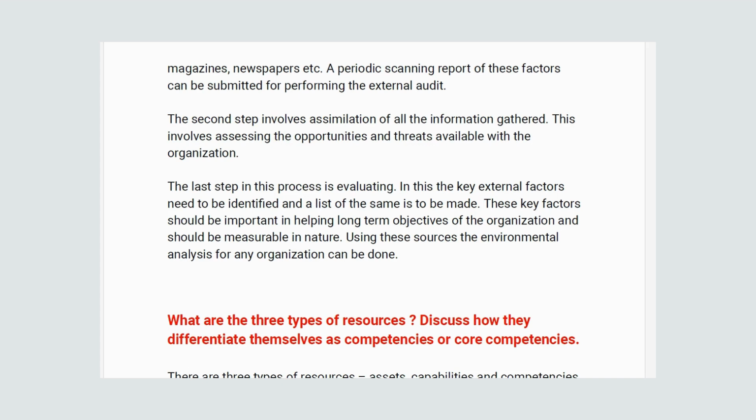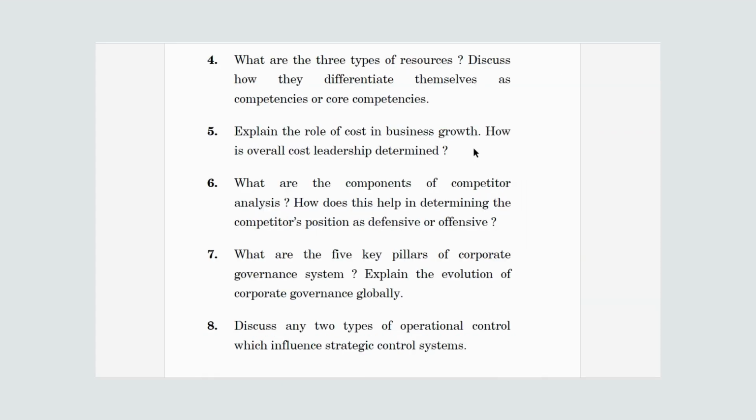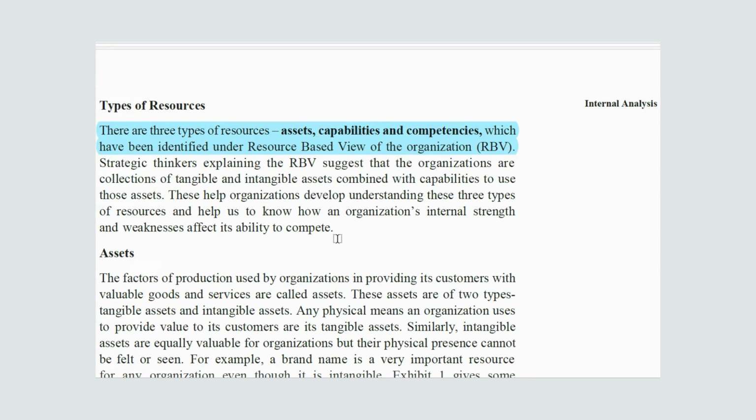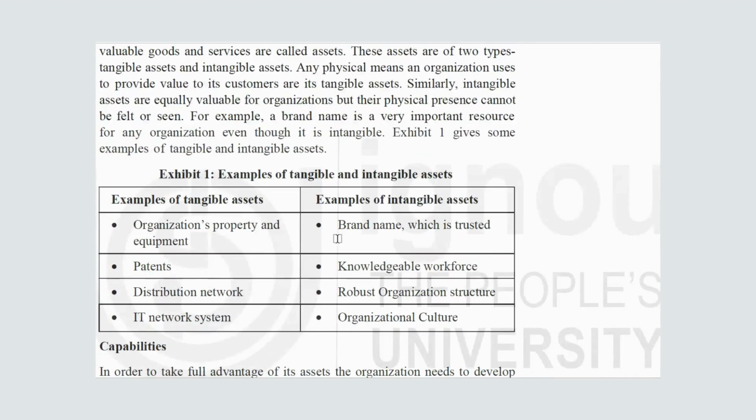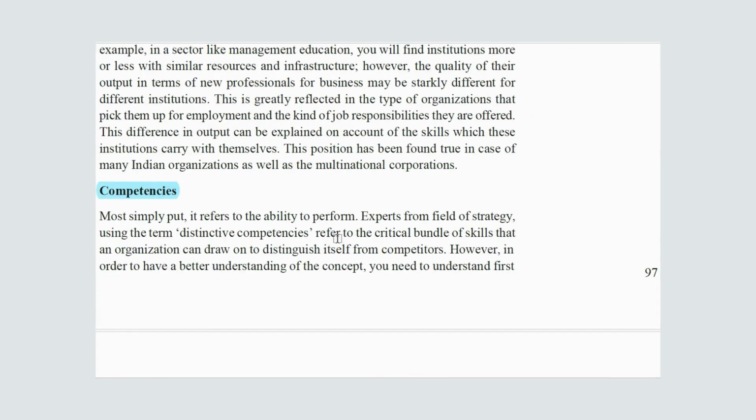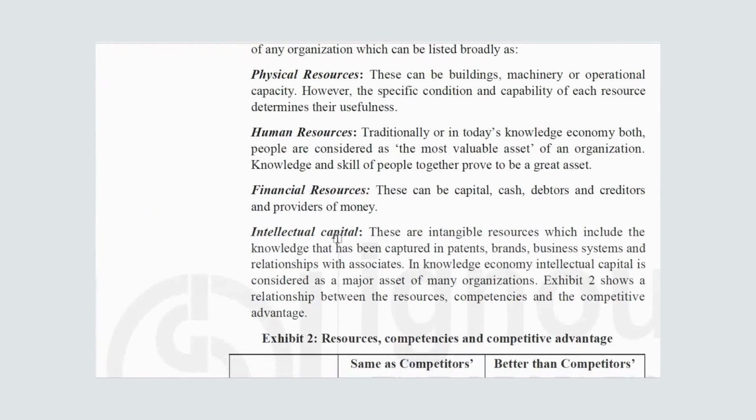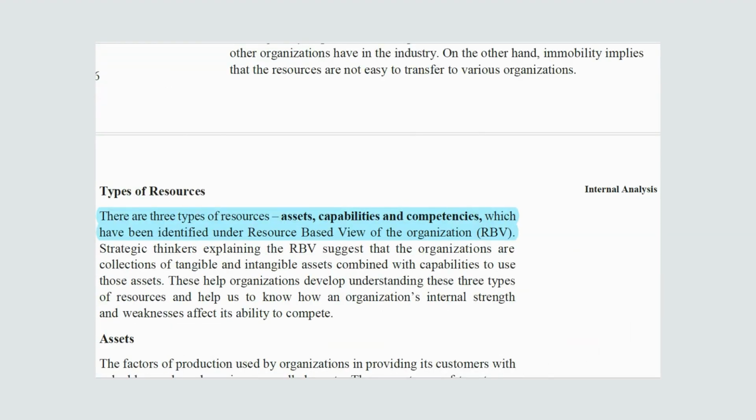The next question, the fourth question: what are the types of resources? Discuss how they differentiate themselves as competencies or core competencies. This question has come from Unit 6, Internal Analysis. Here we can see the different types of resources and how competencies differ from core competencies. Let's see what the types of resources are.